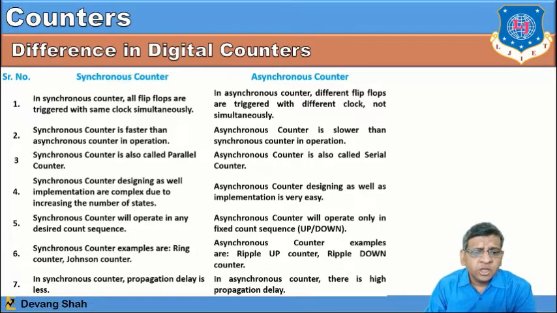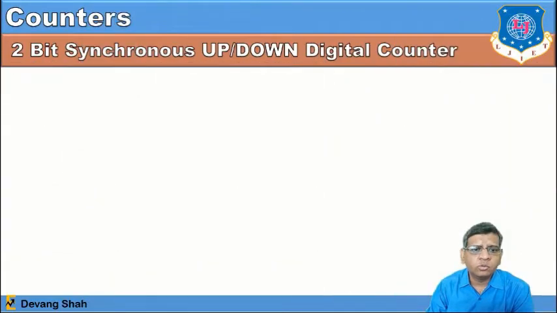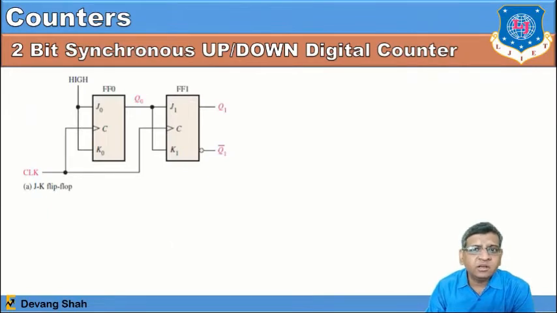Here, synchronous counter examples are ring counter and Johnson counter. In asynchronous, I like ripple up counter, ripple down counter, etc. Same way, in a synchronous counter, the propagation delay is small, right? So it is much faster than that of the asynchronous counter. Based on that, if you want to design a 2-bit synchronous counter, your first job is to check whether the clock signal is simultaneously applied to all stages of flip-flop or not.